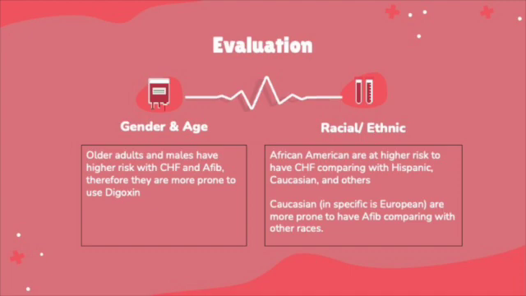Caucasians, specifically Europeans, are more prone to have AFib compared with other races. So digoxin is indicated, and we use it a lot more, when the patient has heart failure or AFib. Whoever, of whatever gender, is more prone to heart failure and AFib will be more prone to use digoxin.